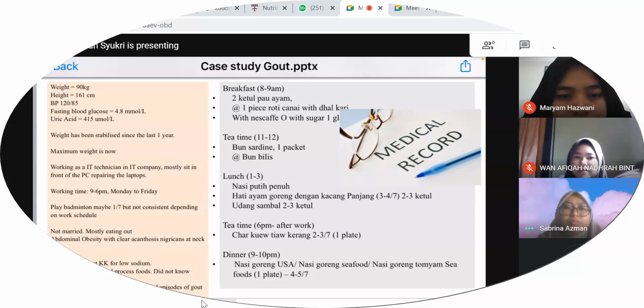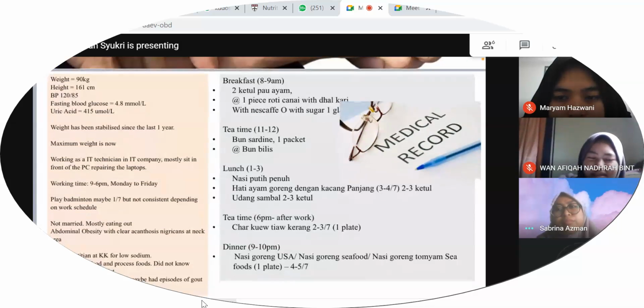Okay, Husna, cuba you conclude. Which one do you think is the version that is good? I think Afika's one, because she tells the frequency of the high purine food that he consumed. Okay. Aliyah, did you realize? Yes, I agree. Afika is a little bit better version as compared to Sab and Mariam. But why?